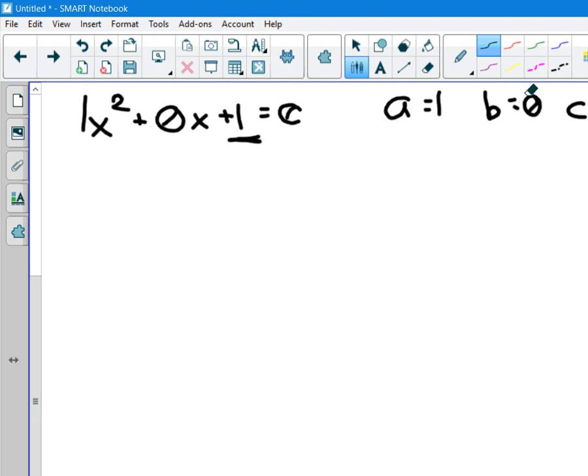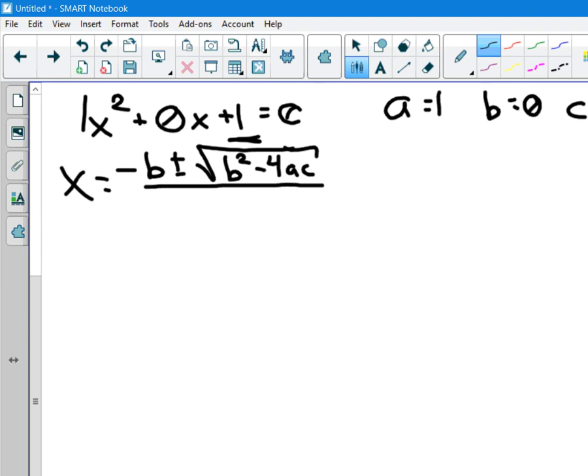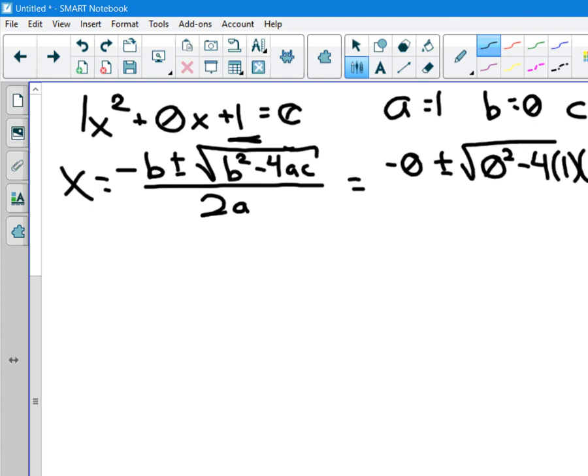Let me get that out of the way for the moment. So we fill in the quadratic formula, the opposite of b. X is equal to the opposite of b, plus or minus the square root of b squared minus 4ac, all divided by 2a. Plug in our values for a, b, and c. So this is the opposite of 0, plus or minus the square root of 0 squared, minus 4 times 1 times 1, because this was 4 times a times c, all divided by 2a.